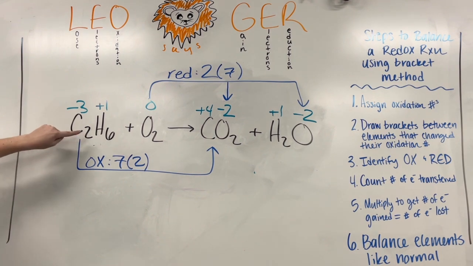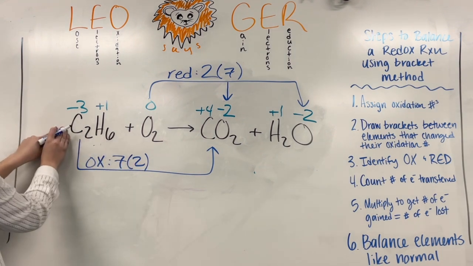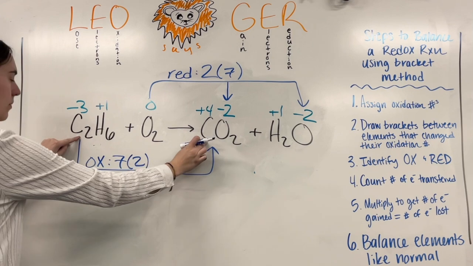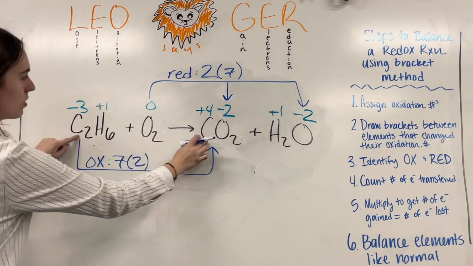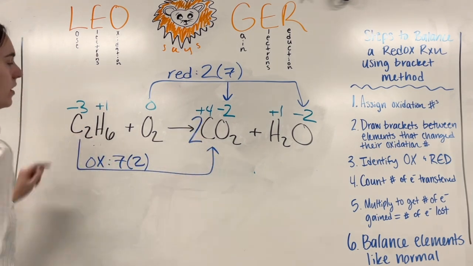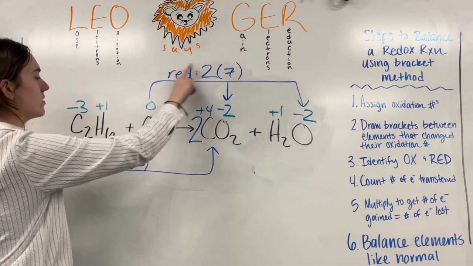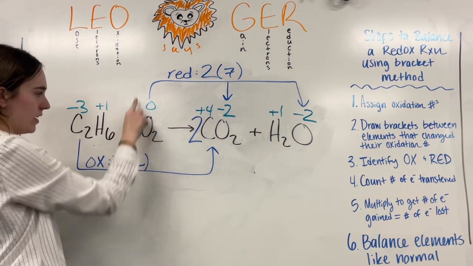Don't put a 2 here. It's not that you put whatever's in parentheses in front. You just need that many of that element. We already have 2 carbons. We don't have 2 carbons here, so I'm going to write 2. Okay, looking here, we have a 7. So we need exactly 7 right here.